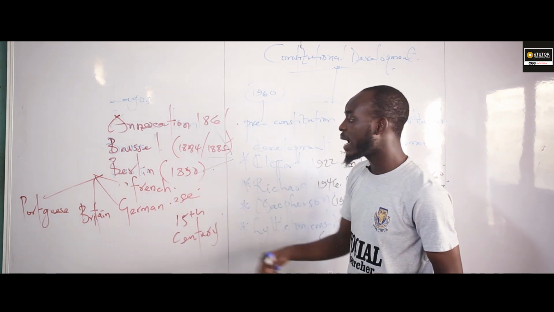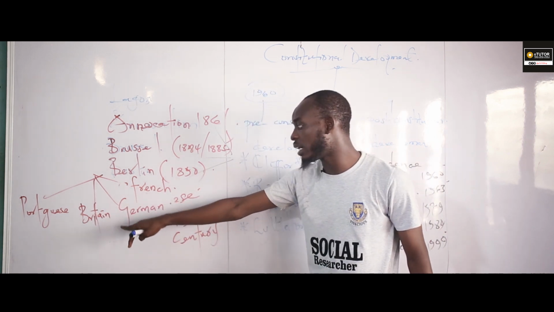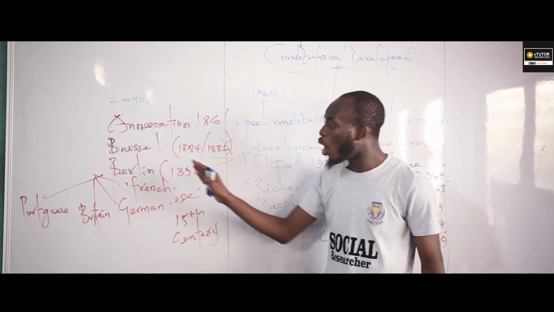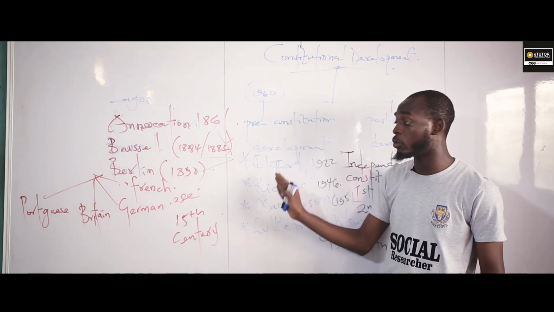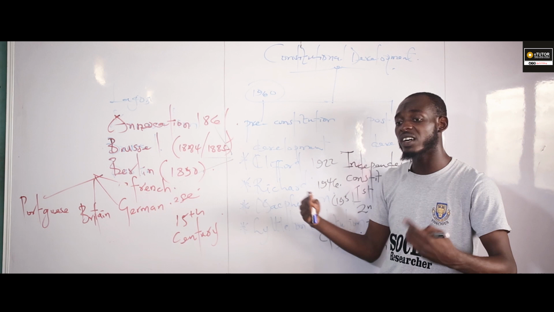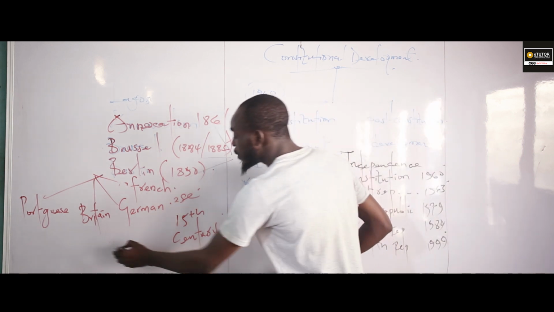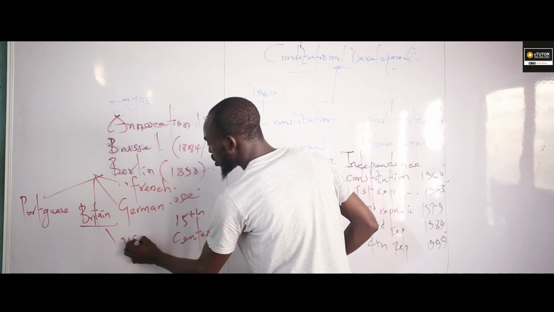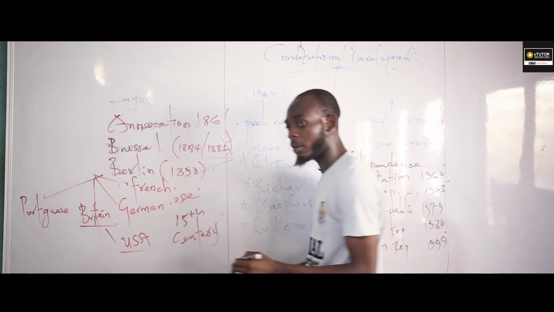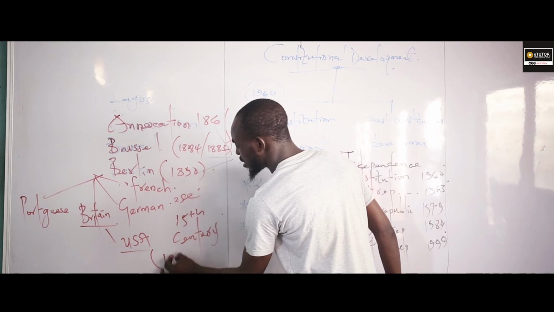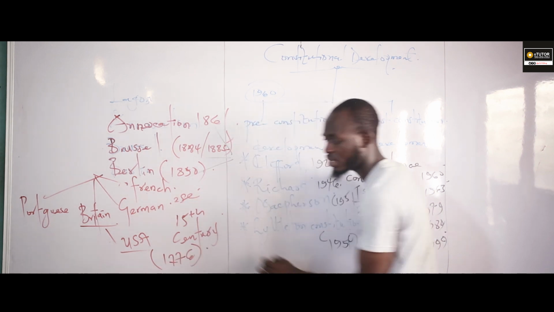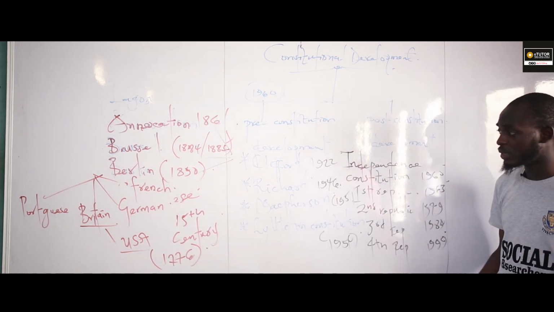Do you understand? We have the Portuguese, the British, the German, and the French. All these countries served as what? Colonial masters. And don't forget, it was Britain that colonized the USA, the United States of America, which got its independence in 1776. Am I communicating now?